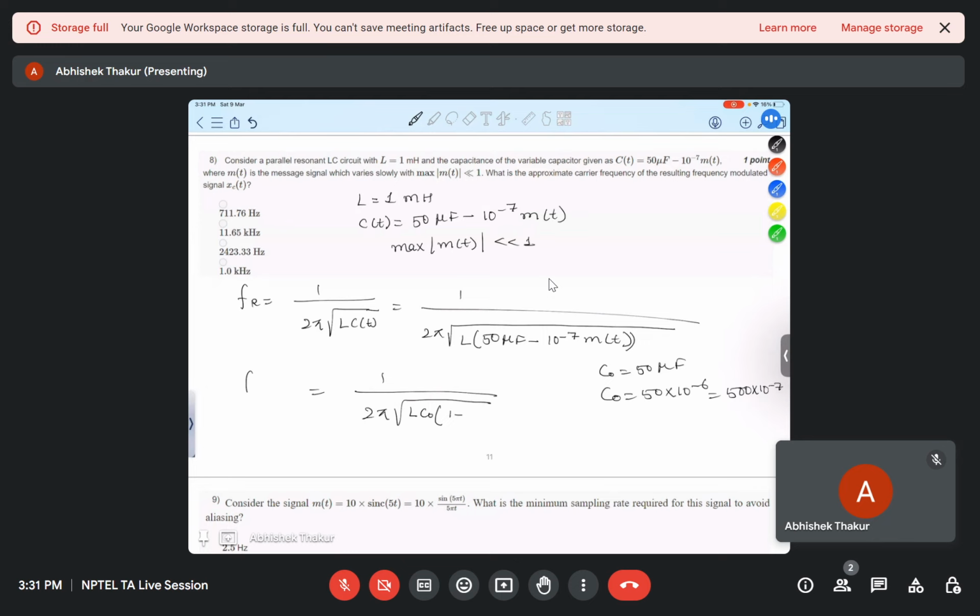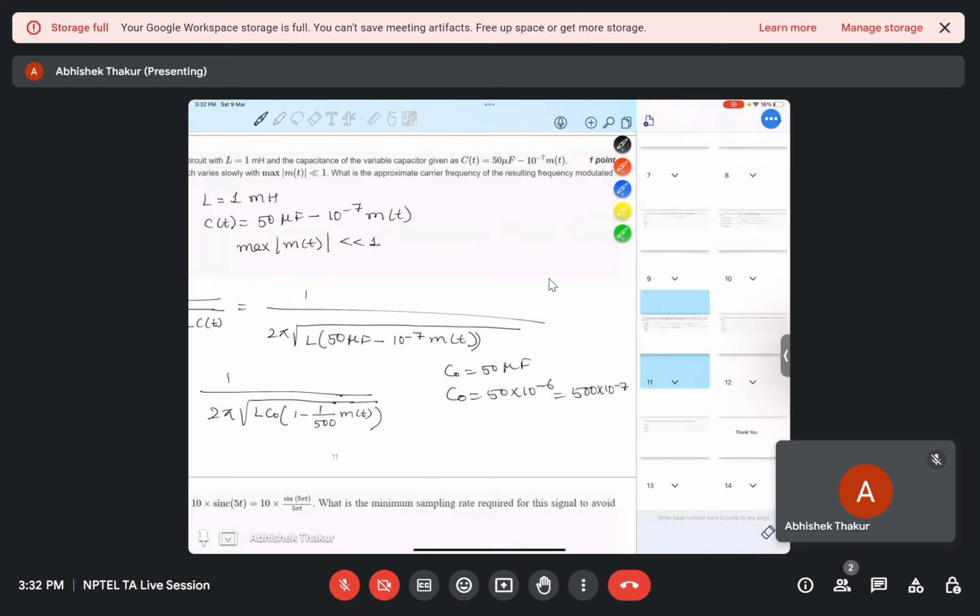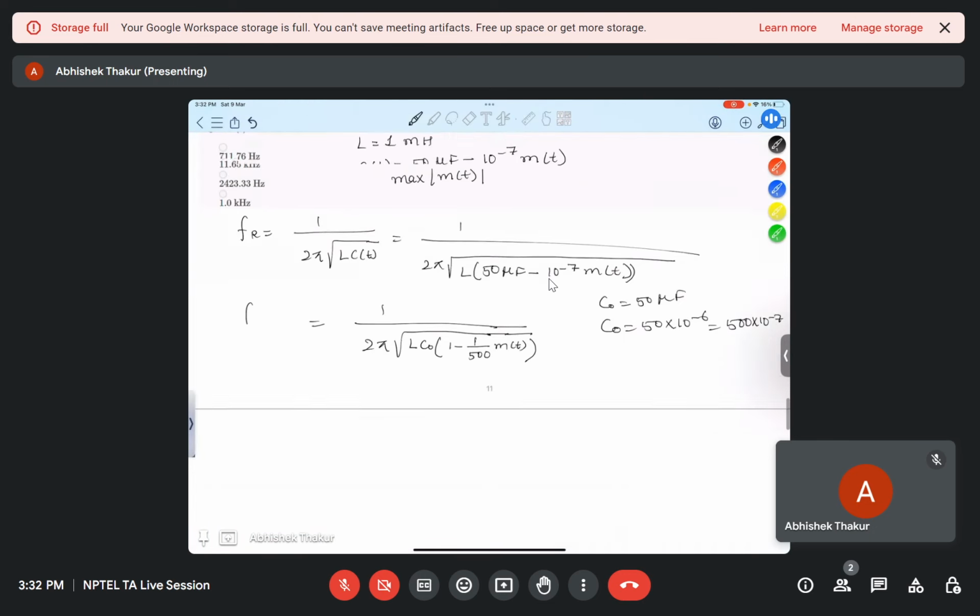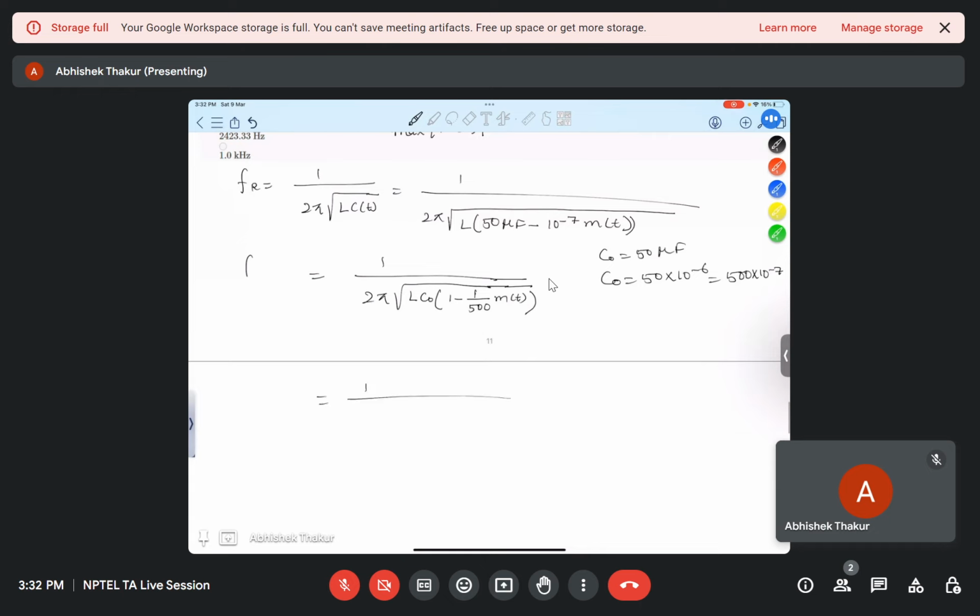So if you take C naught common, this will become 1 minus 10 to the power of minus 7 by 500 into 10 to the power of minus 7. So this will become 1 by 500 m(t). Understood? If you face any doubt, you can also ask in the YouTube comment box, because this video will be uploaded on YouTube as well. So this will become 1 by 2 pi root of L C naught, and let's take the denominator term in the numerator. So this will become 1 minus 1 by 500 m(t) to the power of minus 1 by 2.